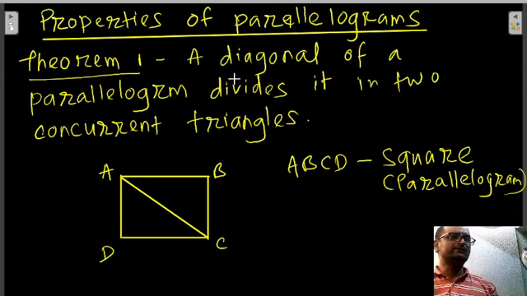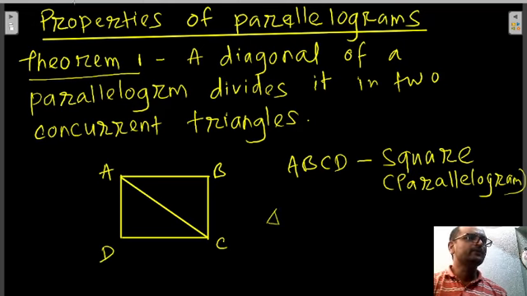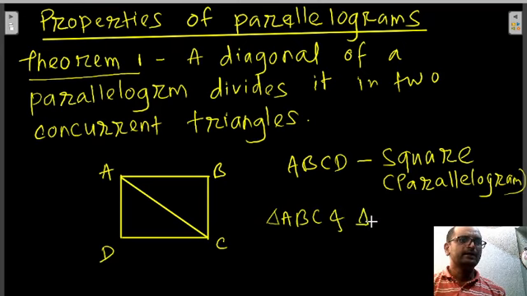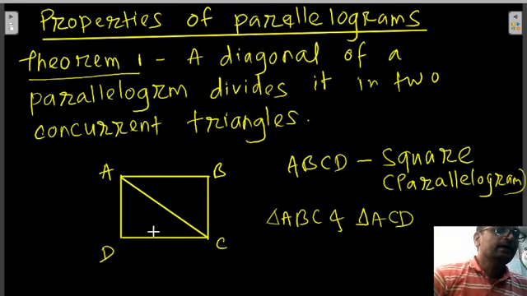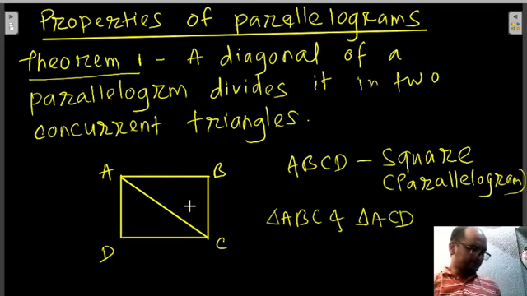Okay, see, these are the theorems. The first theorem tells us that a diagonal of a parallelogram divides it into two congruent triangles. See, this diagonal is dividing the parallelogram into triangle ABC and triangle ACD, and these triangles are congruent.